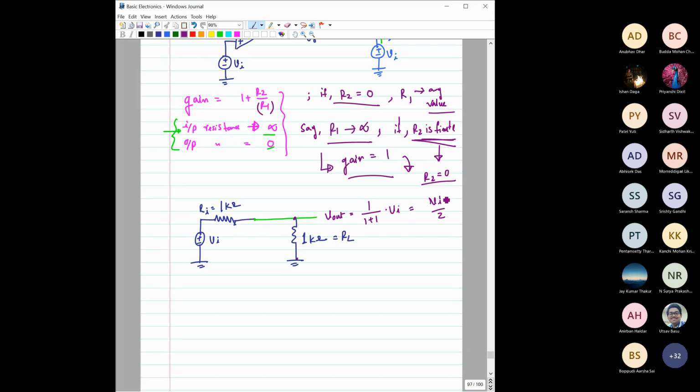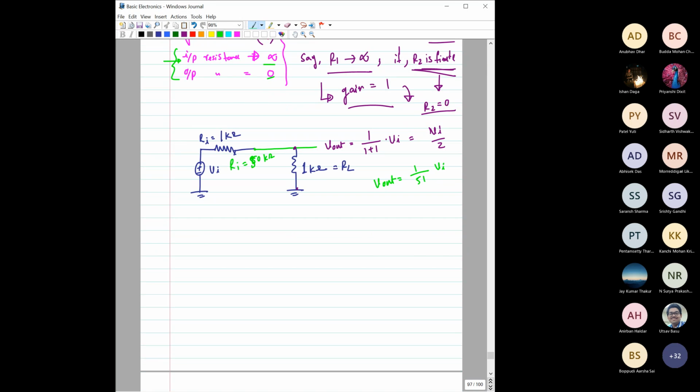This situation would become even worse if, suppose, Ri is equal to 50 kilo ohm. The internal resistance of the source is increasing. So if it is 50 kilo ohm, then this V output would be equal to 1 by 51 of Vi. So this particular thing is called the loading effect. When you are adding this load, because of the internal resistance of this voltage source, you are not getting the entire voltage which you are expecting from this source.